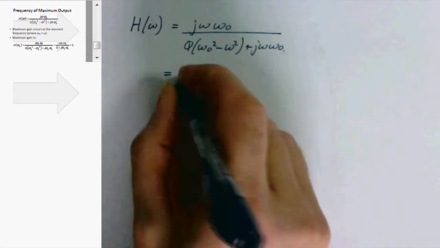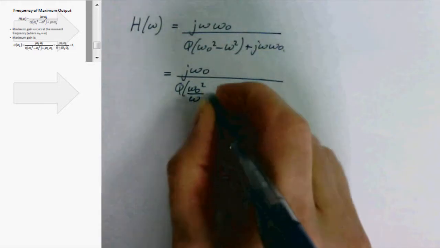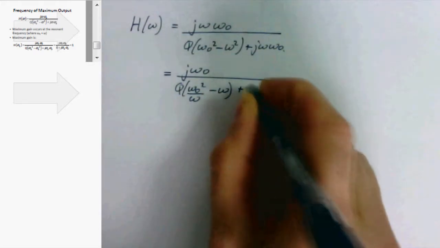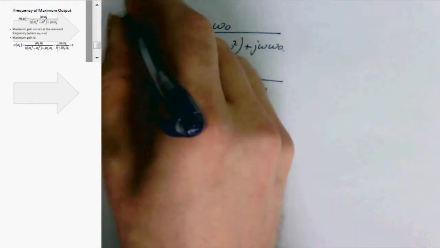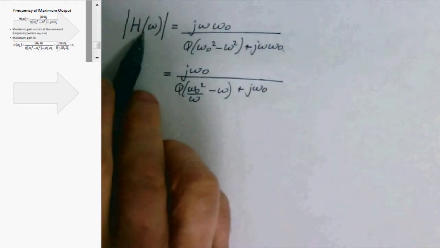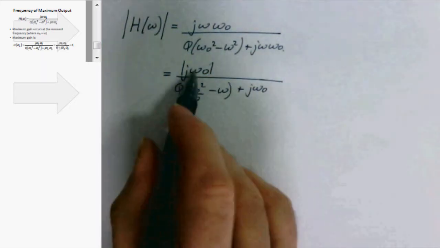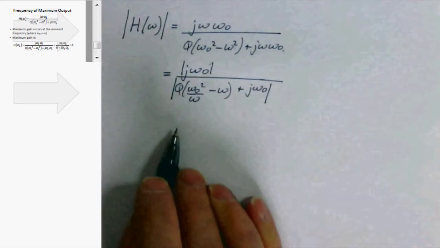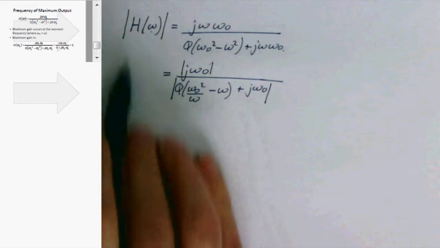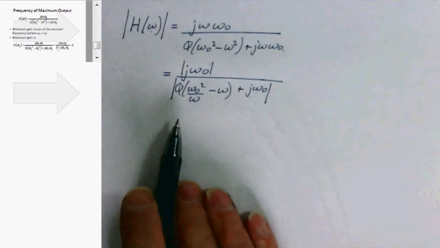J omega naught over Q omega naught squared over omega minus omega plus J omega naught. Right, and it's the magnitude of the frequency response that I'm interested in. So I'm interested in the magnitude of the numerator divided by the magnitude of the denominator. And for a maximum gain, I want the magnitude of the denominator to be as small as possible. Let's look at this denominator.